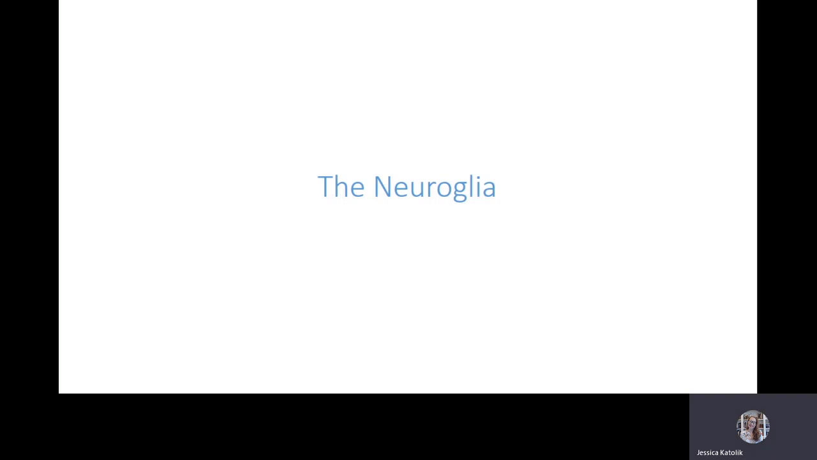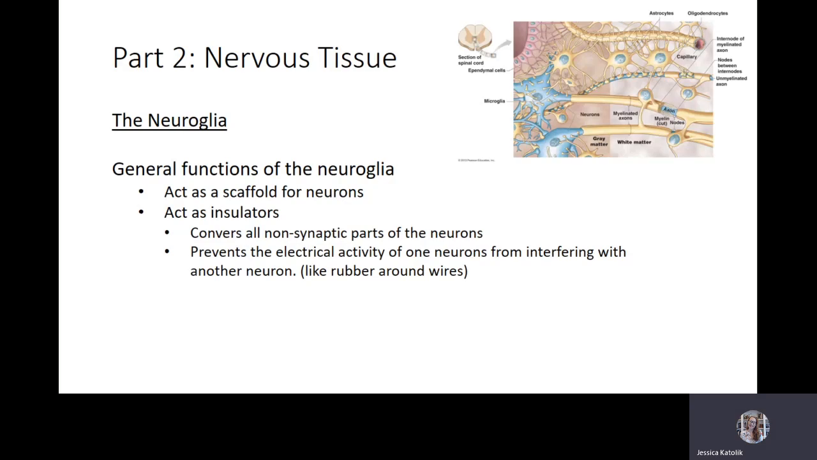So, what is the neuroglia? The neuroglia are going to be specialized cells that are going to act as scaffolding for the neurons. So they are going to wrap around and organize the neurons in particular arrangements. So it's going to hold them in place. And it also acts as insulators.